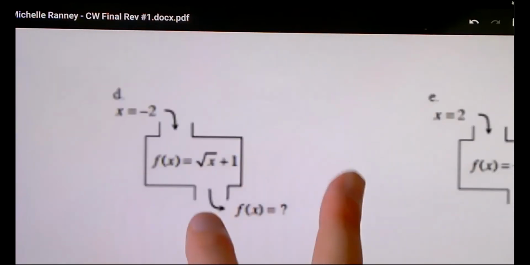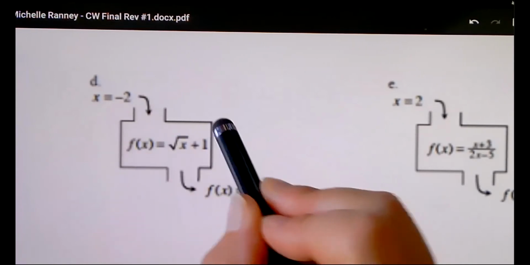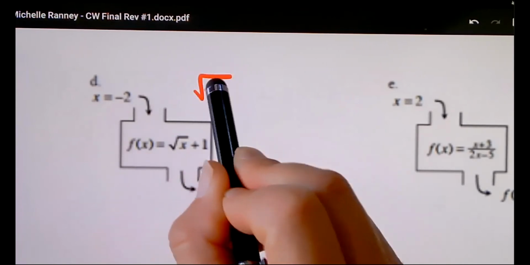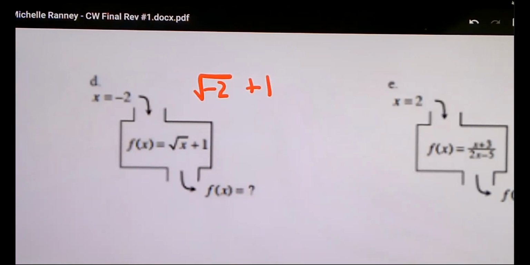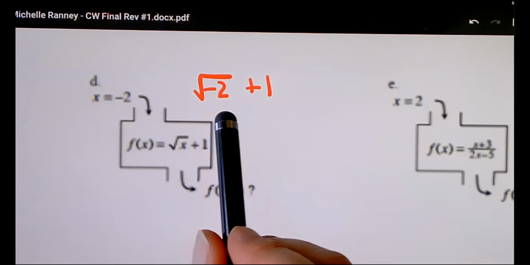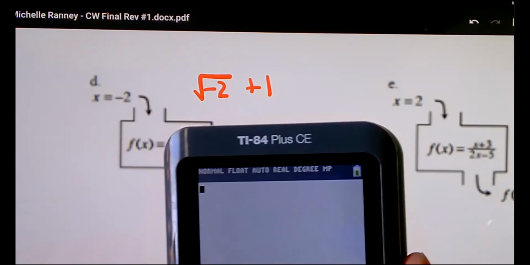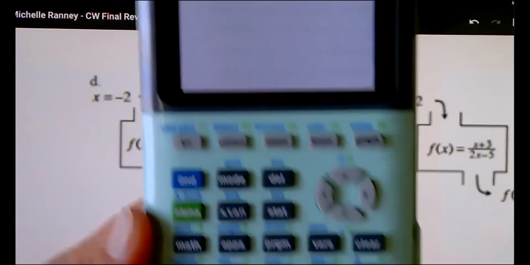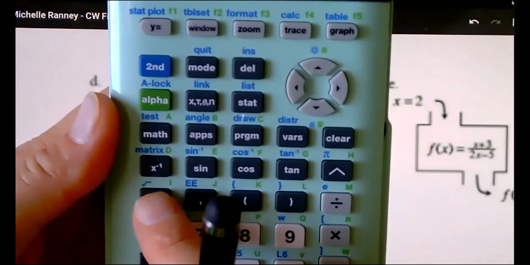So letter D. Okay. -2, I'm going to put it in here. So I'm going to take the square root of -2 plus 1. Now, when we take the square root of a -2, you can try to do it in your calculator. Some of us might know what happens when I take the square root of a -2. So again, square root right here, this is your square root. It's not any other root, it's just a square root.